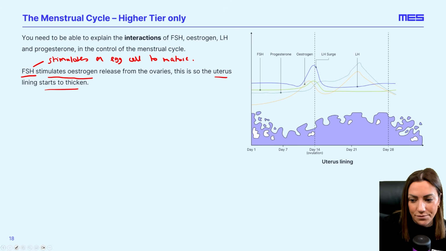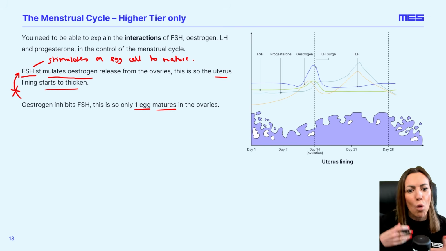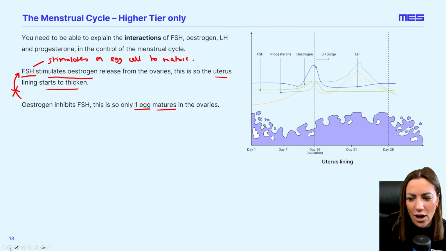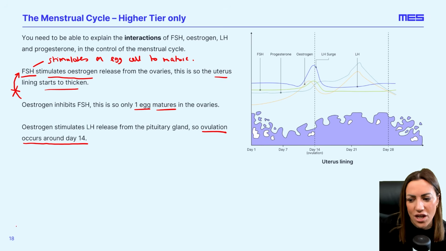so that the uterus lining starts to thicken. Now, estrogen causes the uterus lining to thicken, but it also blocks any more secretion of FSH from the pituitary gland because we're trying to make sure only one egg matures. So we don't want more and more FSH to be released because then multiple eggs would mature in the ovaries. Estrogen stimulates LH, so LH levels start to rise. LH then obviously stimulates ovulation, which occurs in the middle of the cycle around day 14.